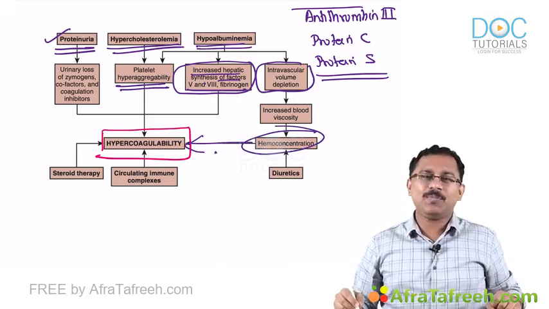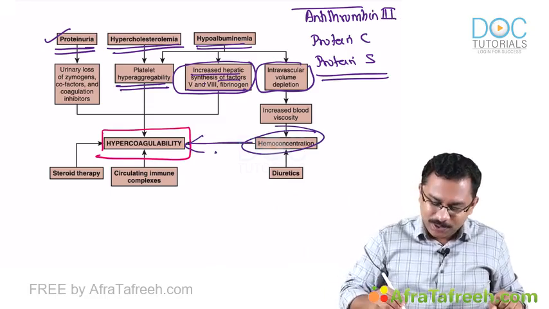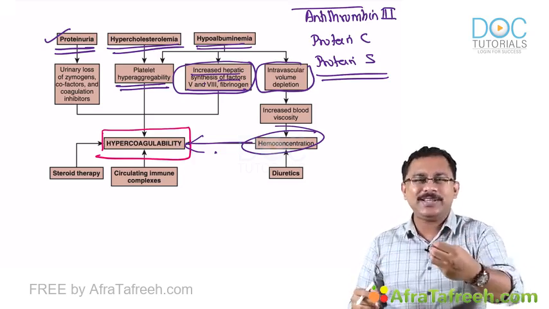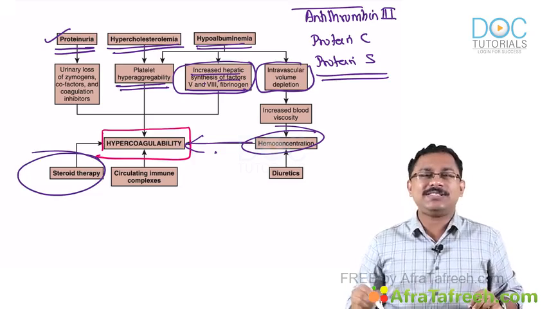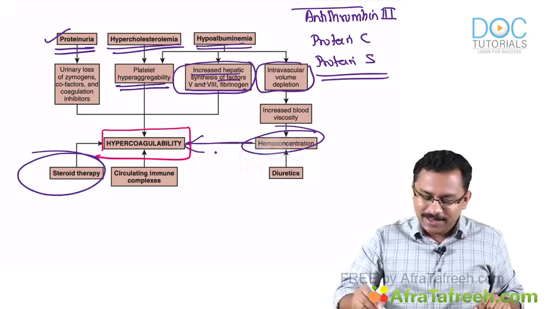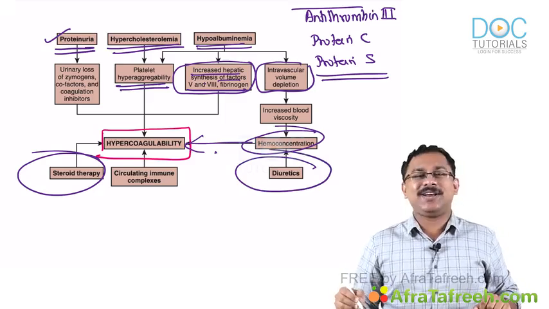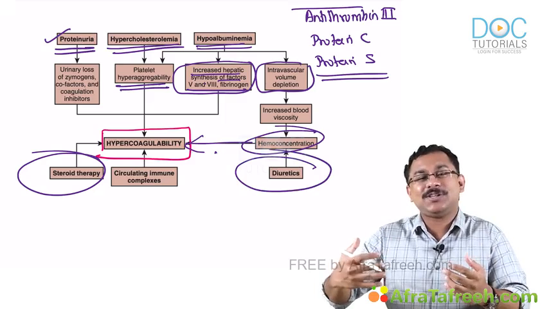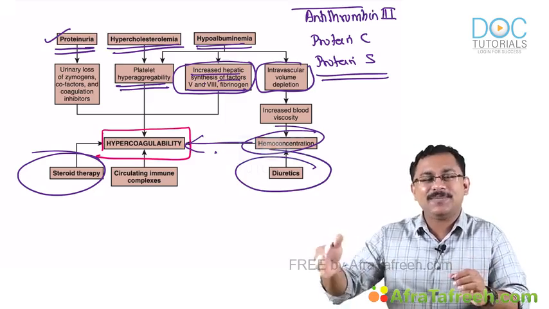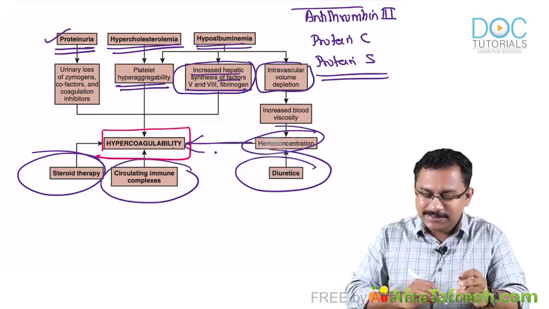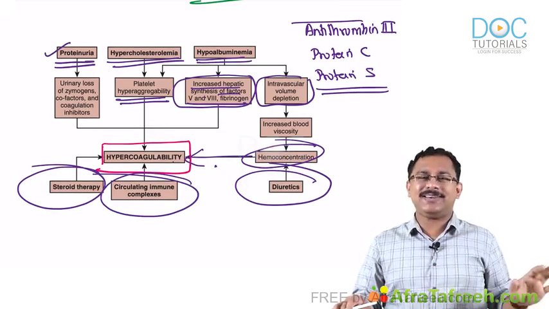Okay, that again can predispose to hypercoagulability. And you might have other factors, because patients with nephrotic syndrome may be on steroids, and that again can predispose to hypercoagulability. Also, patients with nephrotic syndrome may be on diuretics, which can sometimes cause further hemoconcentration because of the diuretic action, and that again can cause hypercoagulability. Circulating immune complexes, all factors may be there.